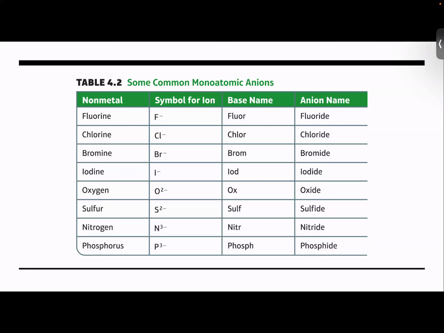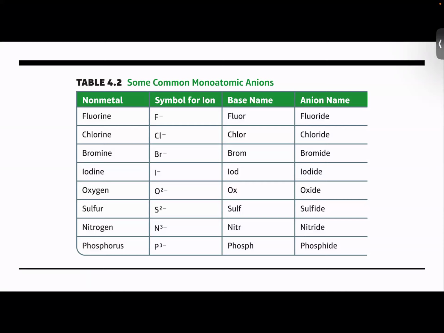When we name those particular ions, we take the name of the nonmetal and we use just the base of that name, and then we give it the ending IDE. So fluorine is the element F. But if you have an anion of fluorine that has a -1 charge, then we're going to take the base of the name, fluor, and we're going to add the ending IDE, so it becomes fluoride as an anion.